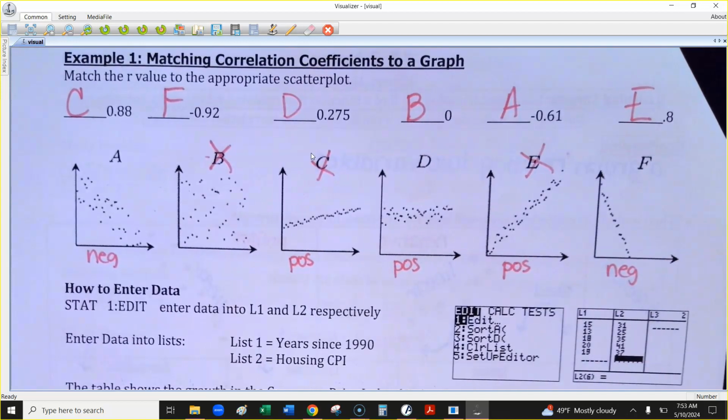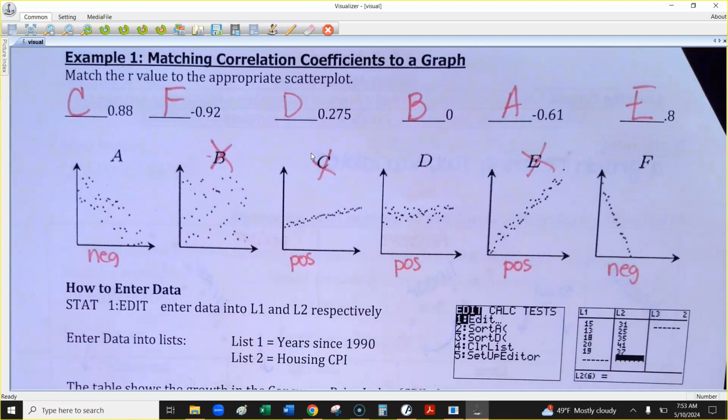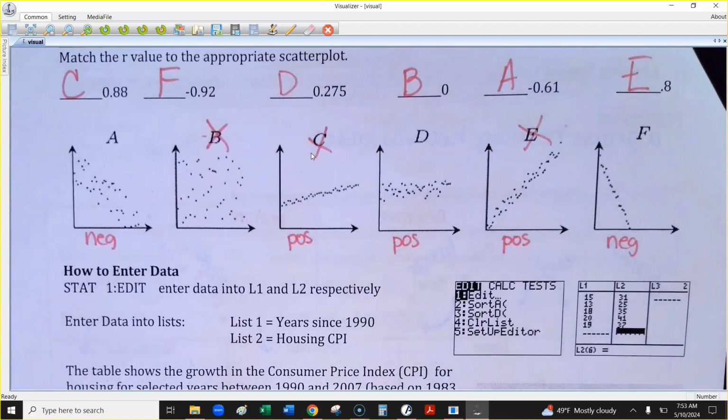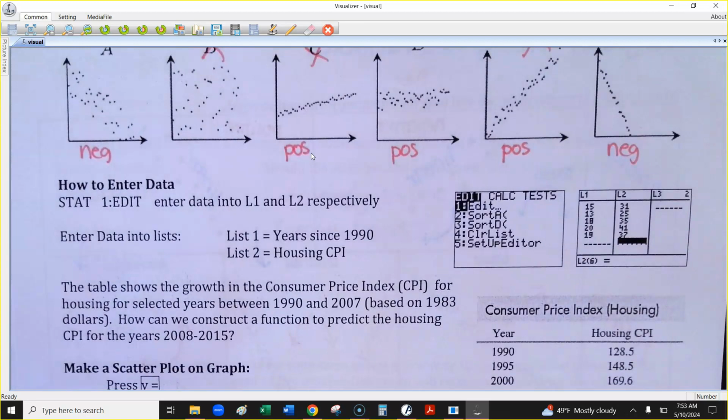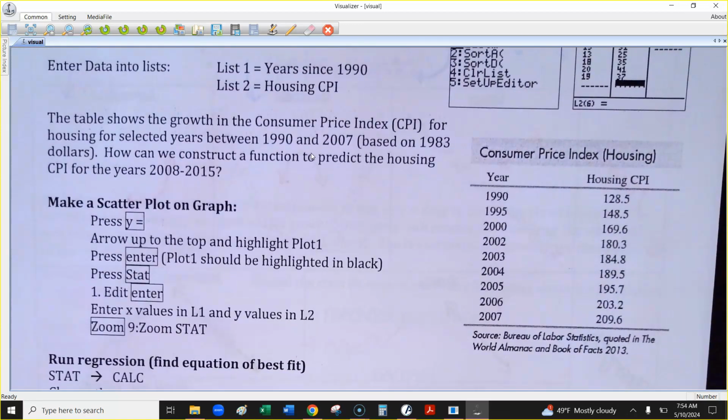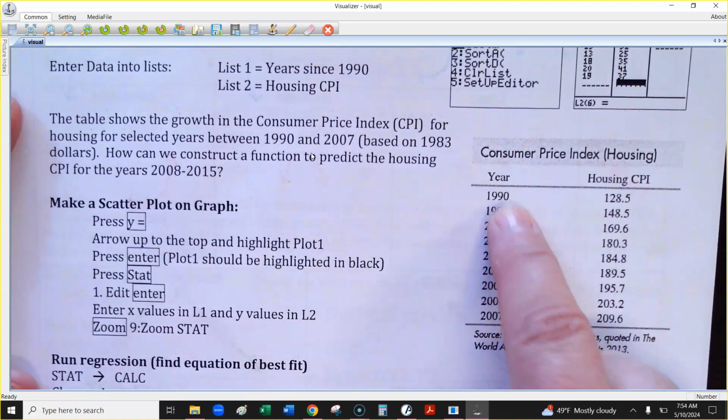Okay, I'm going to run through with you guys how to put data into the calculator here, and it's going to take a second to do it. So if you want to get out your graphing calculator, I'm going to use the data. There are some screenshots just to show you what you're going to see as you go through here. I'm going to use the data that is in this lovely table here. It's the consumer price index for the housing market, and I know this data is kind of old because it has the years from 1990 to 2007.